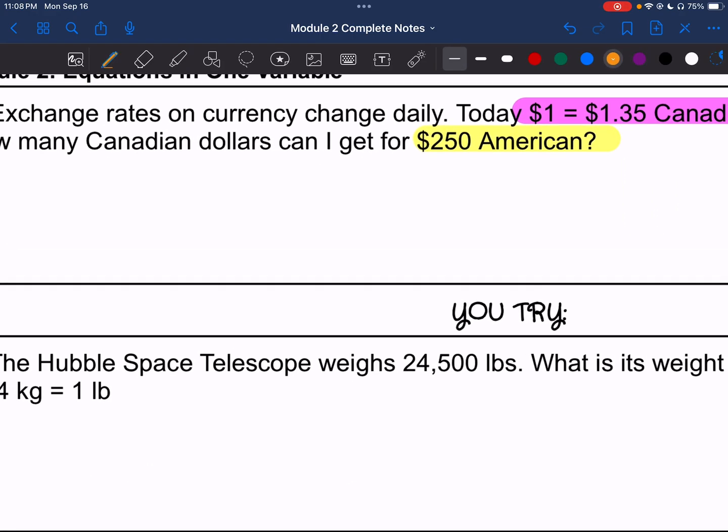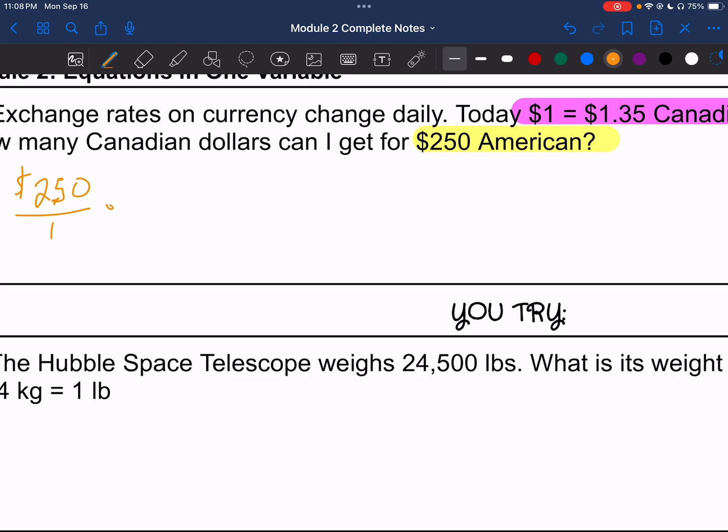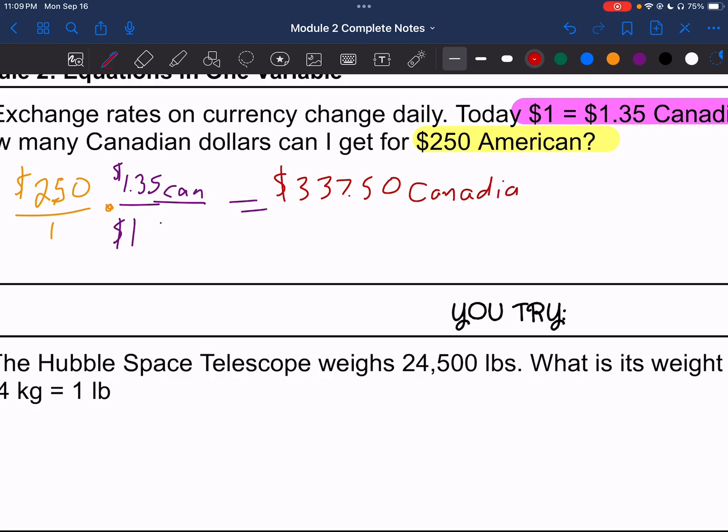So we start with 250, and we're going to put dollars there over 1. And we are going to multiply that by our conversion factor, which is $1 is 1.35, and we'll just write dollars Canadian. And that's going to equal, so we're going to multiply straight across. 250 times 1.35 is going to give us $337.50 Canadian. Okay, because the American dollar sign cancels out, and we're left with dollars Canadian.